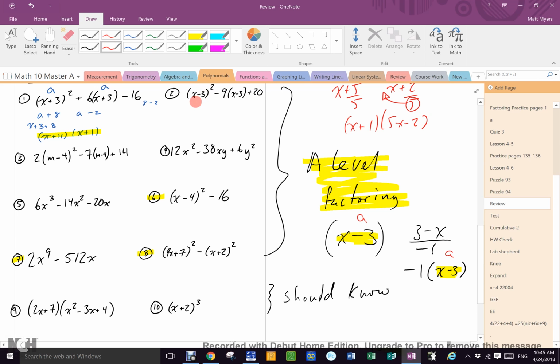This one, I'll use a different letter just for fun, is m squared minus 9m plus 20. So I have to multiply to 20 and add to negative 9, which is negative 5 and negative 4. So it's m minus 5, m minus 4. But there's no m. It's x minus 3 minus 5 and x minus 3 minus 4, which is x minus 8 and x minus 7.